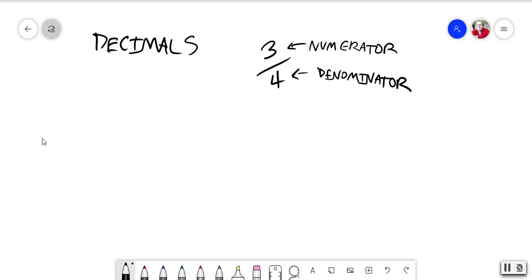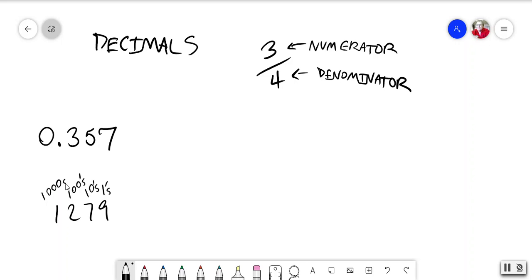So to change a fraction to a decimal, what you want to do, and let me sidetrack here for a second, let me remind you a little bit. Let me just make up a number. If you had a whole number like 1279, the first place is the ones place. Then you have the tens place, then the hundreds place, then the thousands place, 10,000s, 100,000s, millions, and so on.